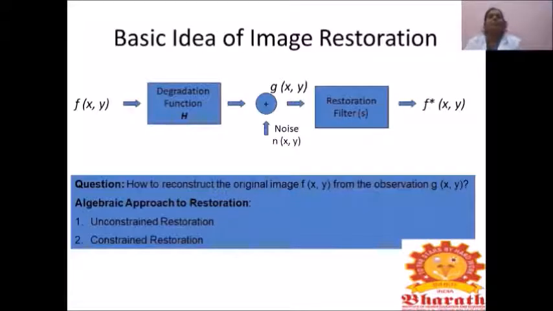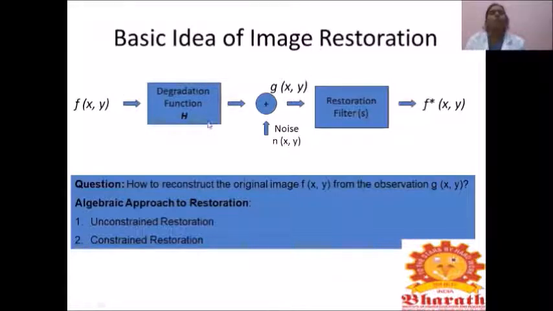The basic idea of image restoration is as follows. This is f of x comma y, the original image which is taken from the real scene, and this is the degradation function h. This may be any mathematical function. And noise is denoted as n of x comma y, and g of x comma y is the degraded image. So our aim is to reduce the difference between the original image and the degraded image.